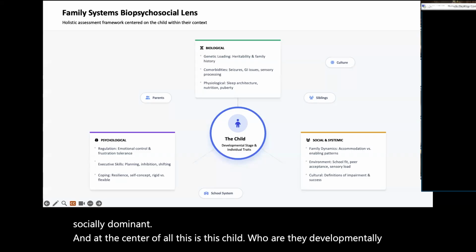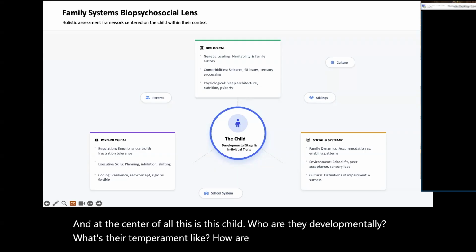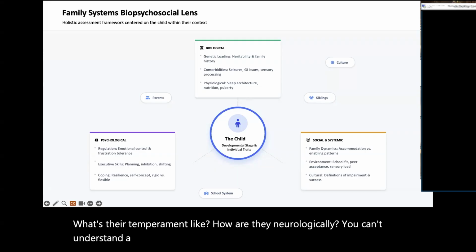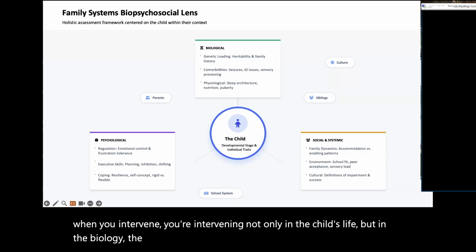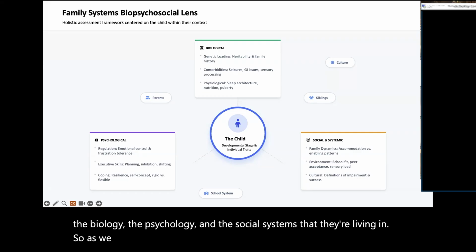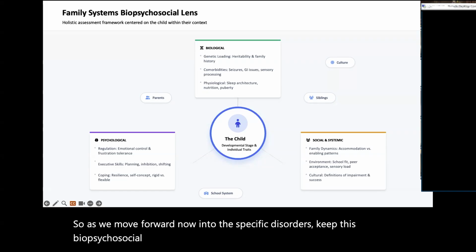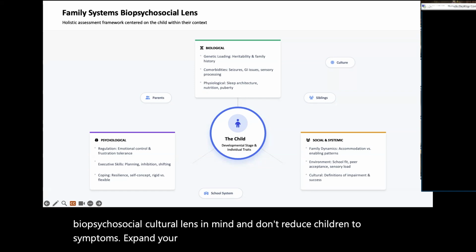What's their temperament like? How are they neurologically? You can't understand a child's symptoms without understanding their context. And when you intervene, you're intervening not only in the child's life, but in the biology, the psychology, and the social systems that they're living in. So as we move forward now into the specific disorders, keep this biopsychosocial cultural lens in mind and don't reduce children to symptoms. Expand your view to the systems that are shaping the symptoms.